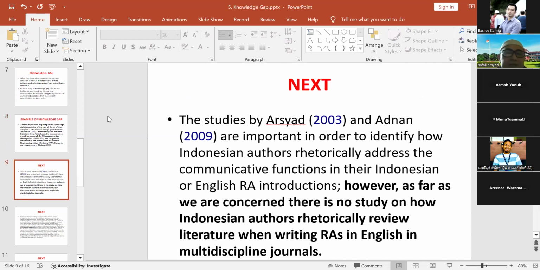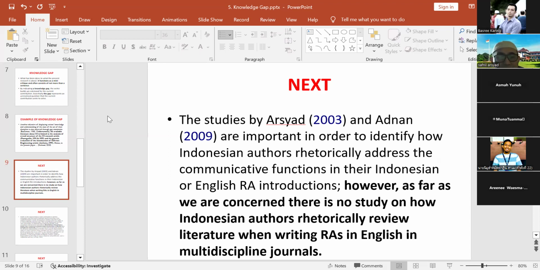This is another example. The studies by Arshad 2003 and Adnan 2009 are important in order to identify how Indonesian authors rhetorically address their communicative function in their Indonesian or English research article introduction. However, as far as we are concerned, there is no study on how Indonesian authors rhetorically review literature when writing research articles in English in multidisciplinary journal. Okay? So this is the statement of research gap.